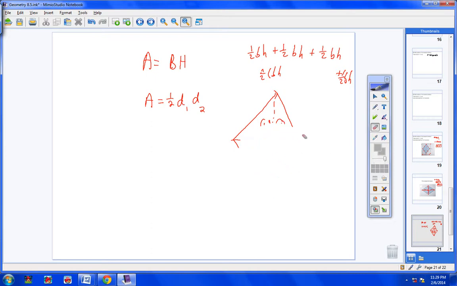So if that makes sense, fine. If not, fine. But the main thing you can do is memorize these formulas and use them.